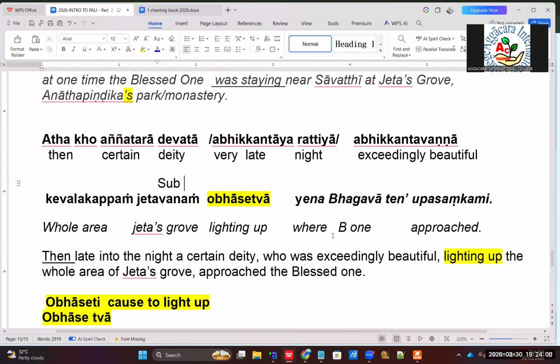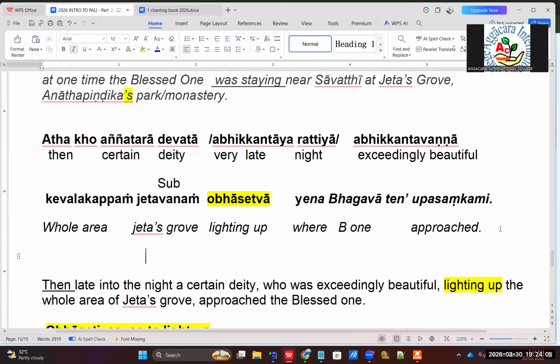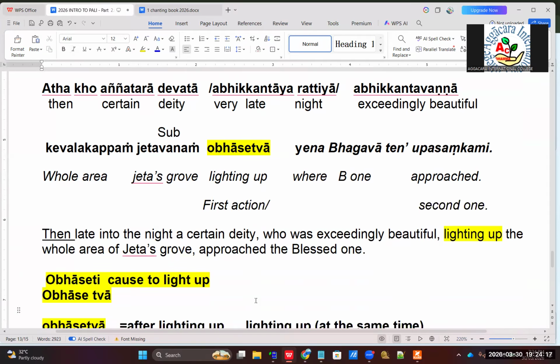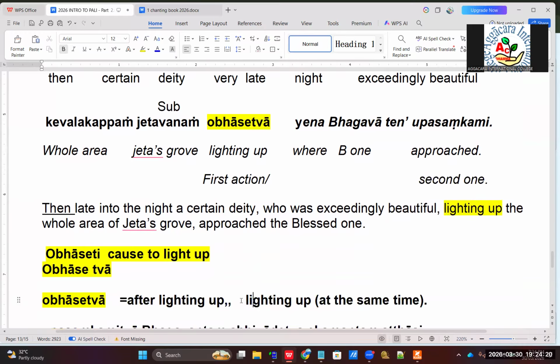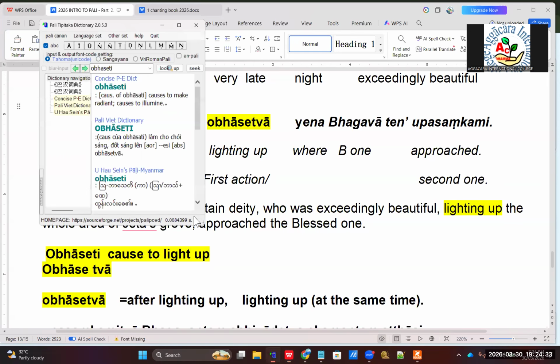All right. So the whole action he do is this is the first action, or we call it this one, and this is the second one. Okay. So you can translate as after lighting, or if you want, you can translate as lighting up at the same time. Okay. First action, Upasankami. Upasankami can write in another one.